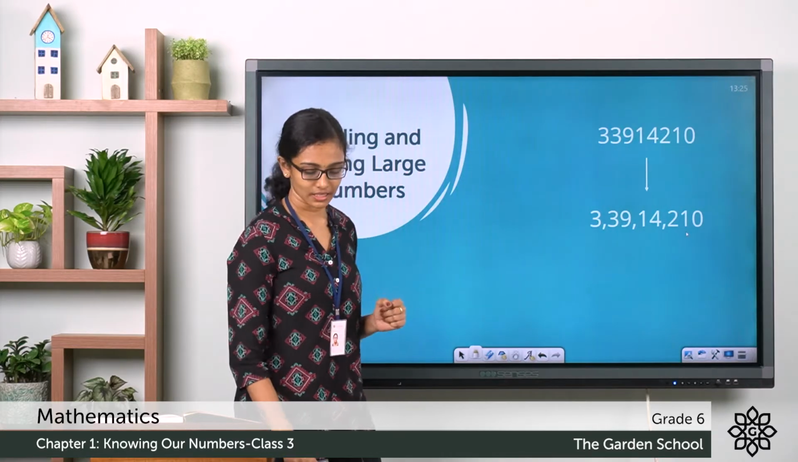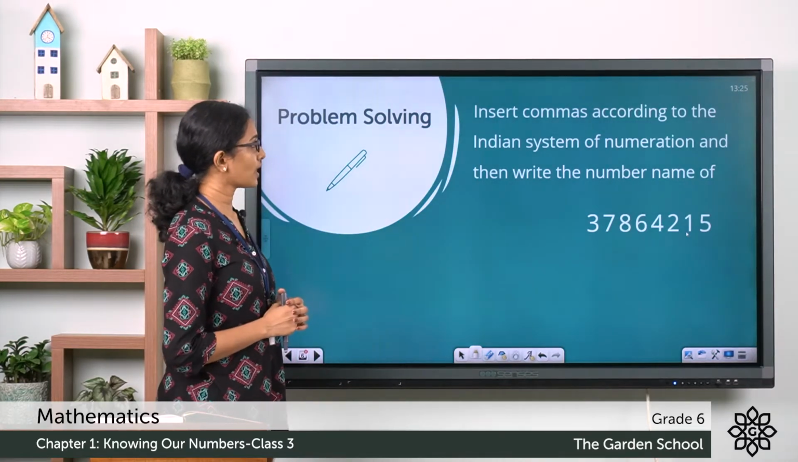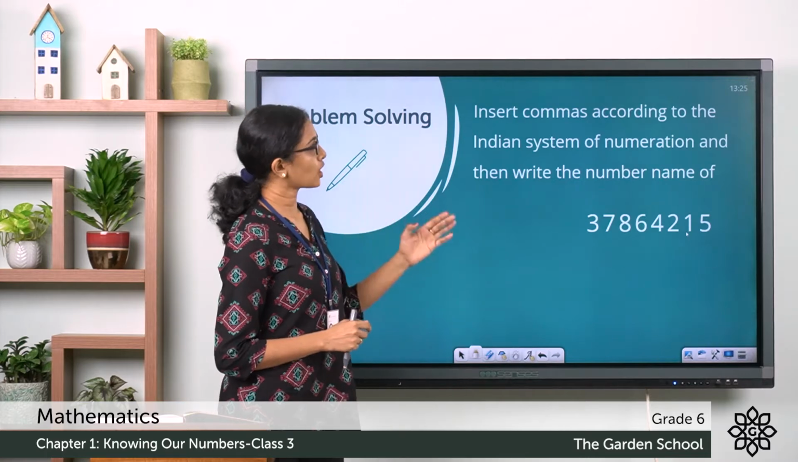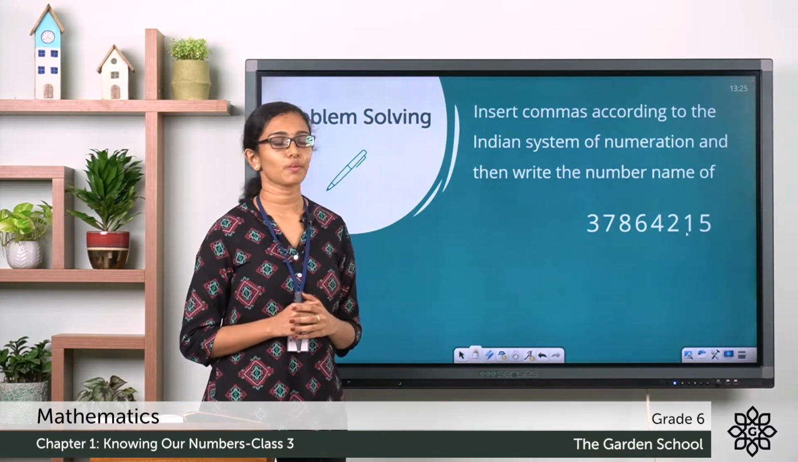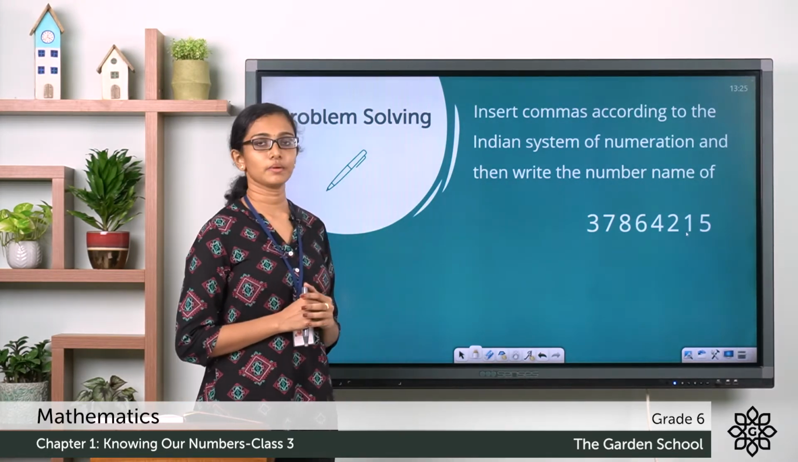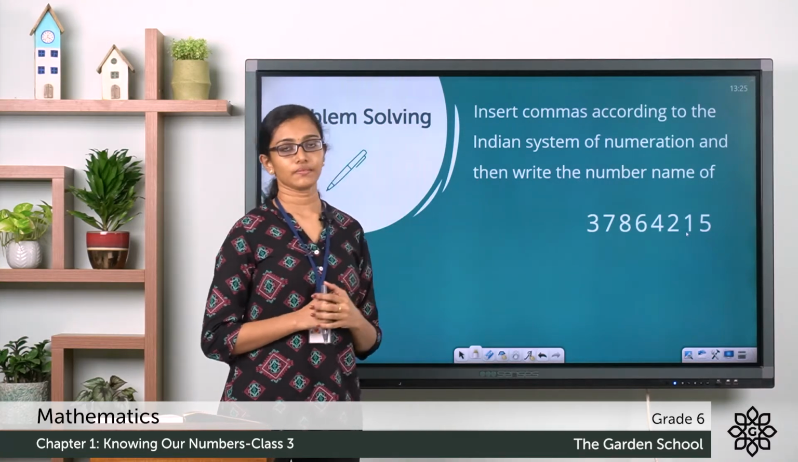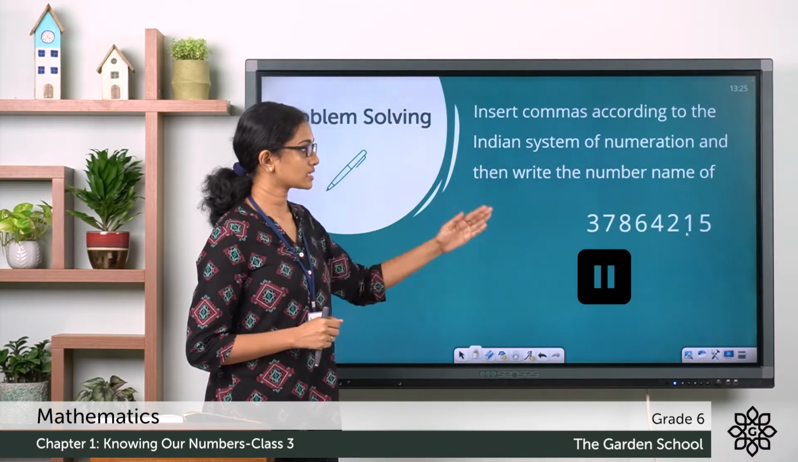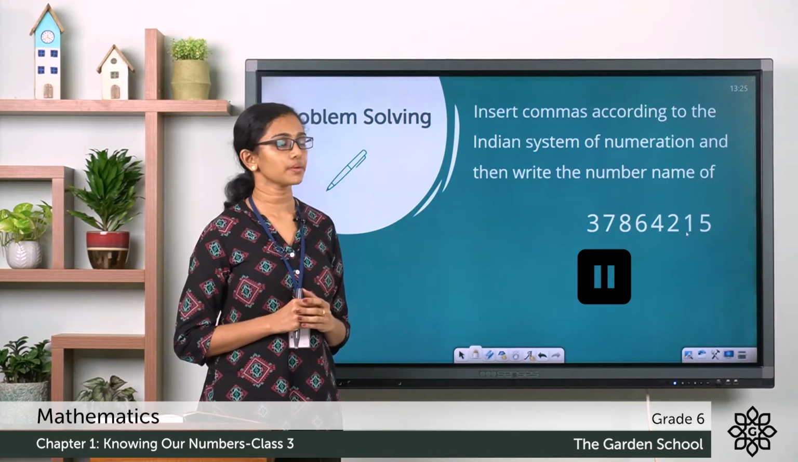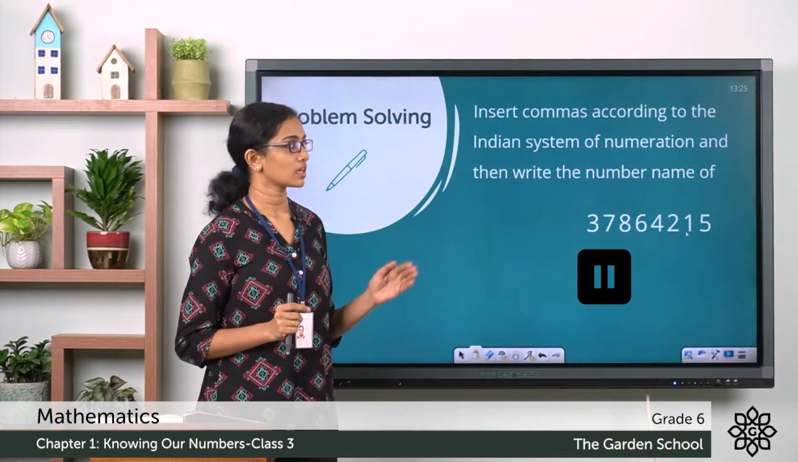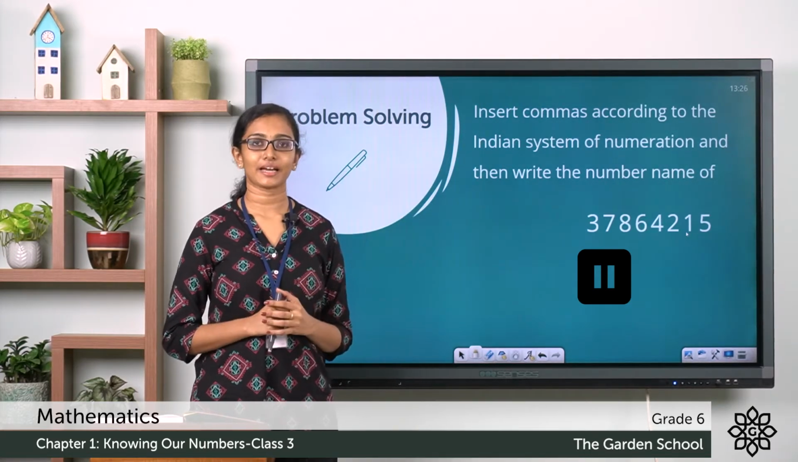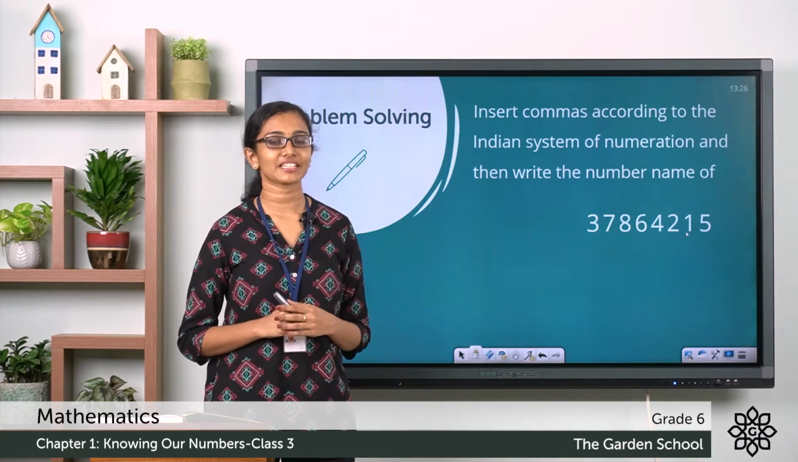Now let's do one activity. So here you have got a question. Insert commas according to the Indian system of numeration and then write the number name of this number given here. You may note down this question and this number in your notebook. Then take a pause, finish this activity and then come back. Hope you're done with that activity.